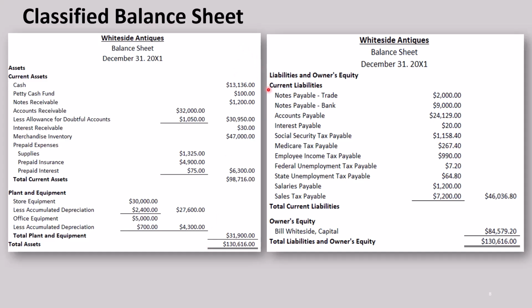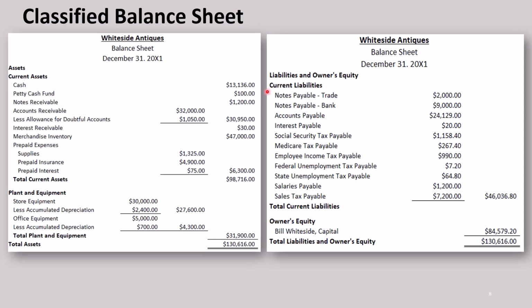Liabilities are grouped by when they must be paid. This classification helps users understand solvency and short-term risk. A company with strong assets but overwhelming current liabilities may still face cash flow trouble. Current liabilities are debts that must be paid within 1 year. They're usually listed in order of priority of payment.